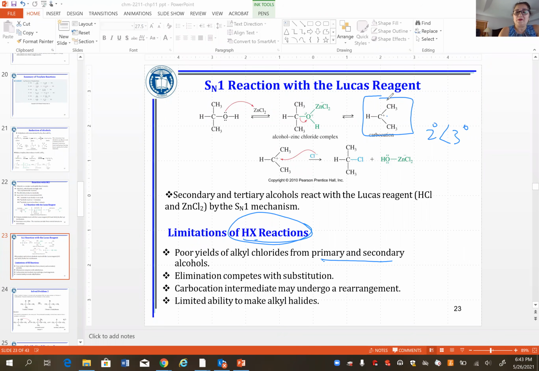So when the carbocation forms, there's a chance for rearrangement. There is a chance for elimination. So you get a mixed product whenever a carbocation forms. These are some of the limitations.